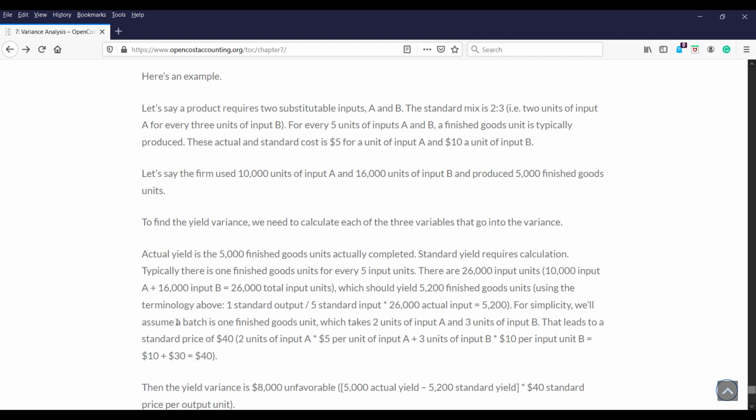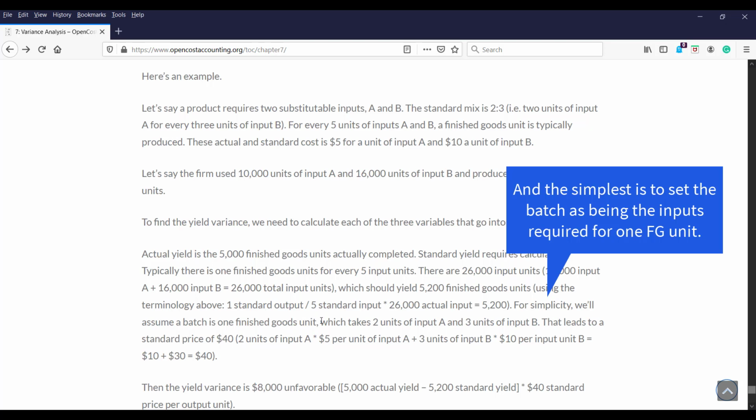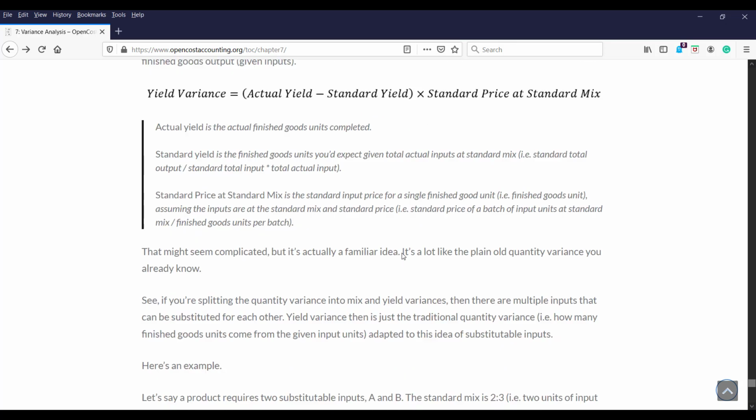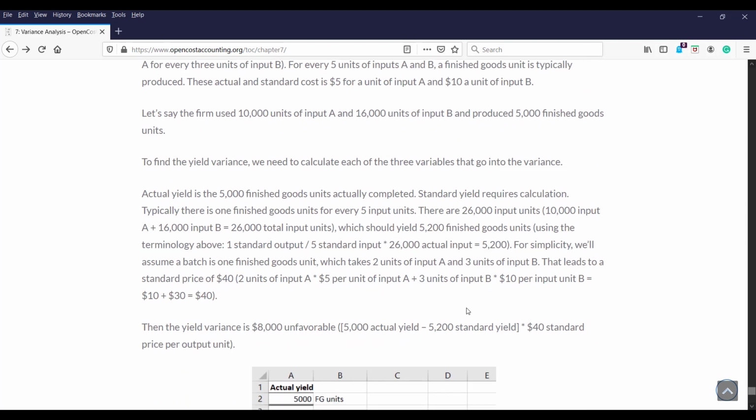So, for simplicity, we'll assume a batch is 1 finished goods unit, which takes 2 units of input A and 3 units of input B. You get to set the most useful batch that you want when you're doing this calculation. Make it simple on yourself, because we're going to need that for the price.